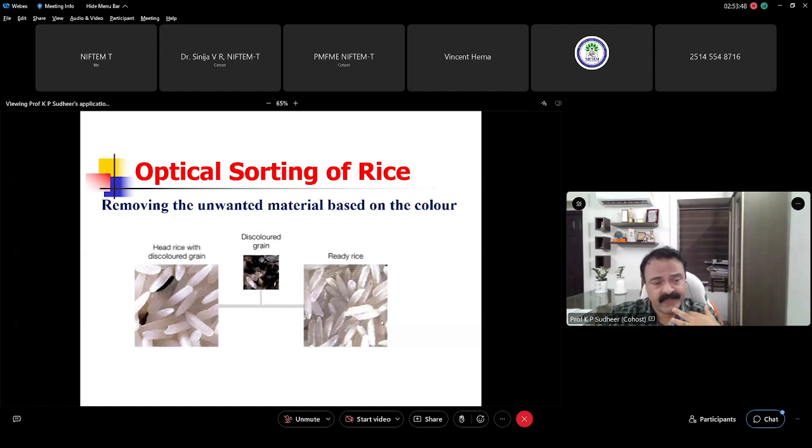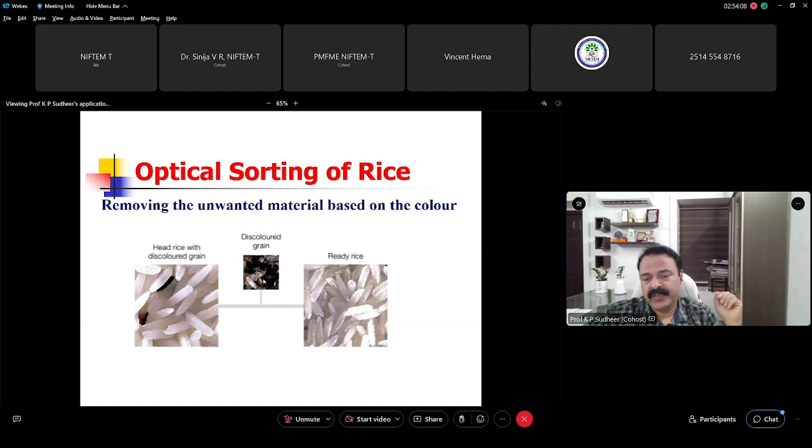And after that, there can be some black rice also within the endosperm rice, meaning head rice. So along with that, if it is a sortex rice, we need to remove the black rice. Okay, if you want to claim it as a sortex rice for exporting and all, we need to remove the black rice.